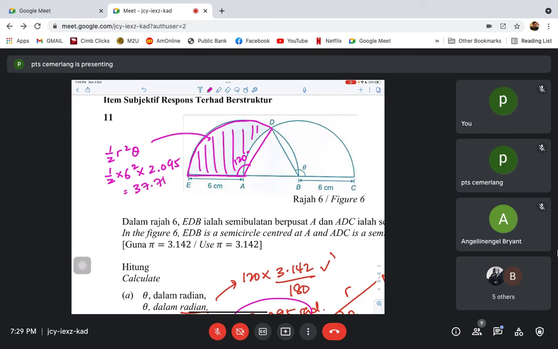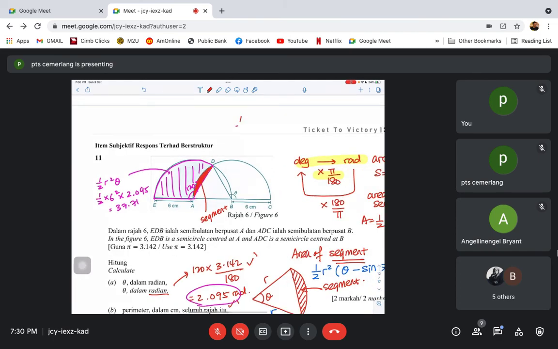Tetapi you have to throw away this part. The one that I highlight in yellow, ataupun the one that I shade in red lah. Cikgu kena buang ni. You need to throw this part, okay? What do you call that? The one in red. Apa nama dia? This is called the segment kan? Betul tak? This is called the segment. It comes in handy lah. Sebab you dah belajar formula of segment tadi kan? Which is 1/2 r squared (theta minus sin theta).